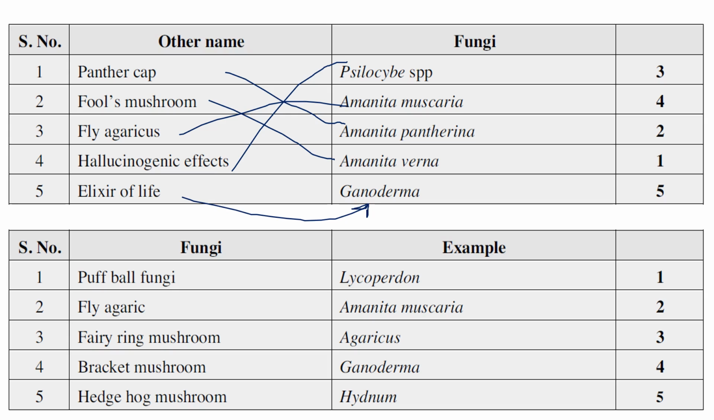So the next one is puffball fungi, Lycoperdon. Fly agaricus, Amanita muscaria. Fairy ring fungus can be observed in Agaricus. Bracket fungi, Ganoderma. Hedgehog mushroom, Hydnum.